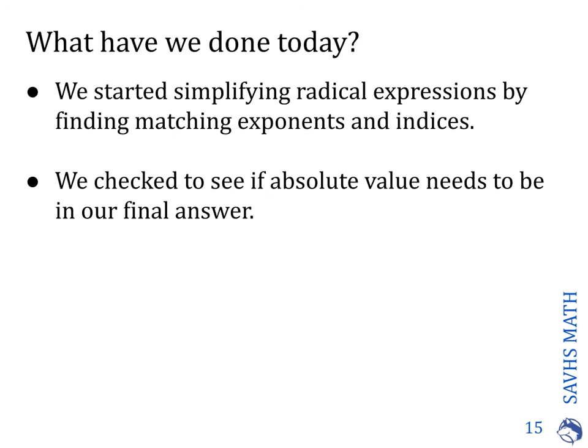Okay, so summarizing, what have we done today? We started simplifying some radical expressions just by looking for matching exponents and then taking those things out of the radical and writing them on the outside. We also checked to see if there were absolute values that needed to be there on the final answer. That's the tricky part here, and I'm going to be a little bit flexible about how accurate you are about that, but it's kind of that next step of algebra: how are you understanding what you put in and what you get out of an expression, and how do you make sure that they're the same?